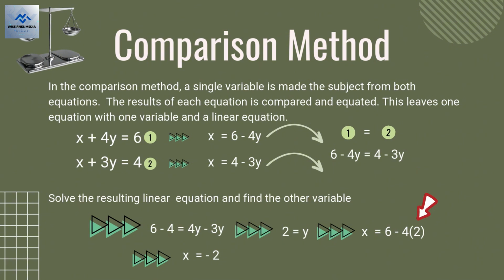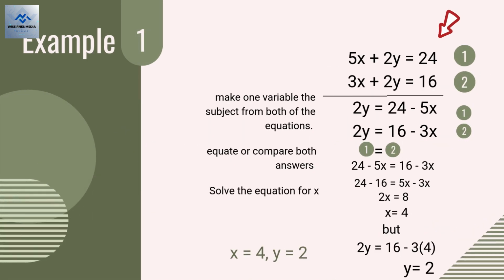Example: solve the equations. First equation, 5x plus 2y equals 24. Second equation, 3x plus 2y equals 16. From the first equation, solve for 2y. 2y equals 24 minus 5x. From the second equation, solve for 2y. 2y equals 16 minus 3x. Equate the two expressions for 2y. 24 minus 5x equals 16 minus 3x.